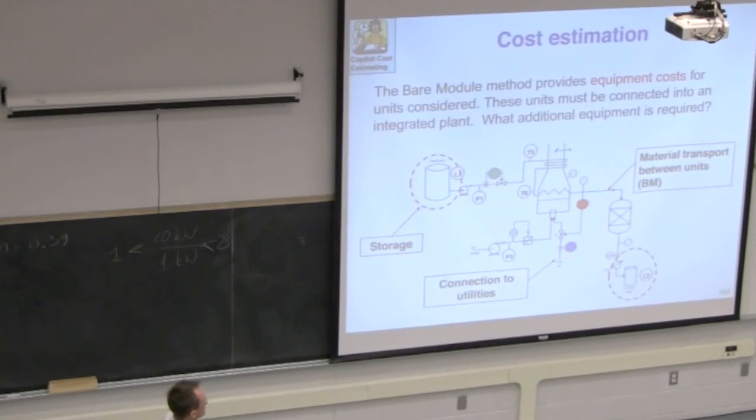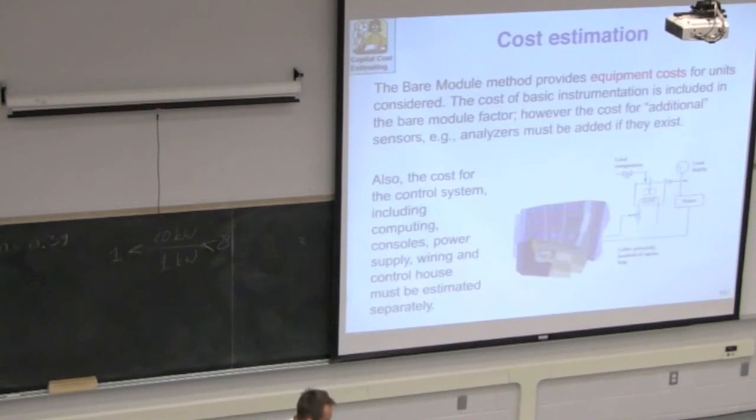So don't just look at your flow sheet and consider only the major equipment. Also think of the beginnings, the ends, and these connections between units. They need to be added as well. But for many situations, they're very, very small relative to the cost of the units themselves, so we sometimes just ignore them for preliminary estimates.